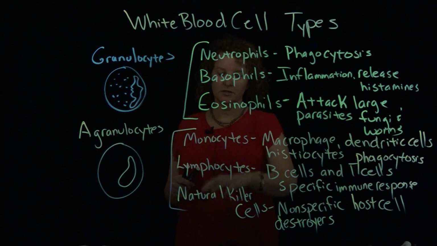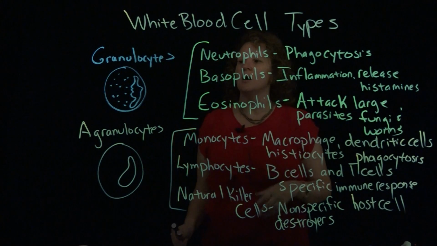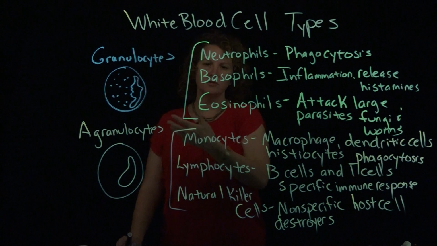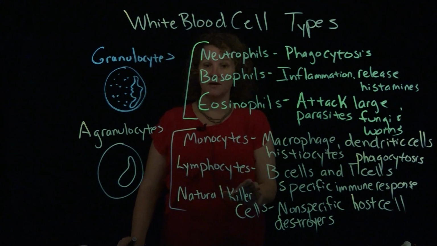So those are the 6 major types. Remember, I broke lymphocytes down into 2 smaller subcategories. The names granulocytes and agranulocytes are certainly helpful for microscope identification, but I would focus for us on the functions there as well.